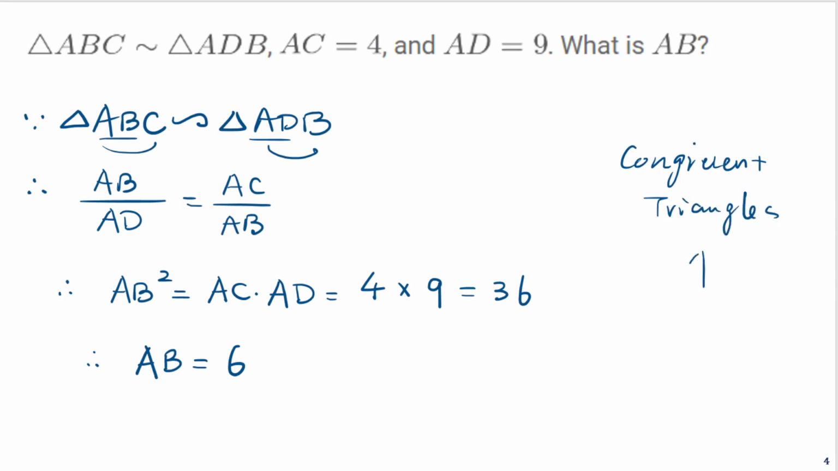So for congruent triangles, we have SAS, SSS, AAS, and ASA, right? Four theorems we can use to determine whether two triangles are congruent. And similarly, we have a series of theorems we can use to test if two triangles are similar.